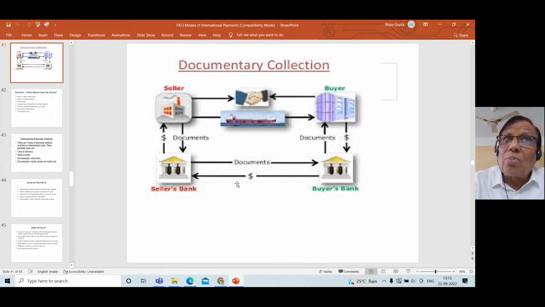That period is called the normal transit period of 5 to 25 days, depending upon the destination of the buyer. And this period has been fixed by FEDAI, the Foreign Exchange Dealers Association of India.